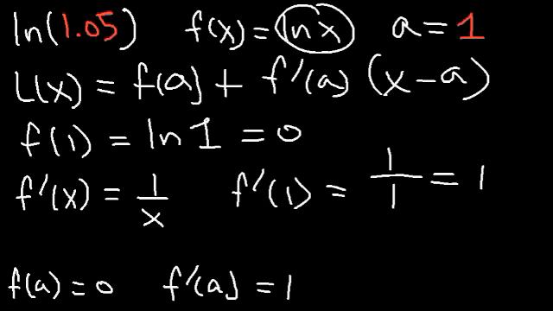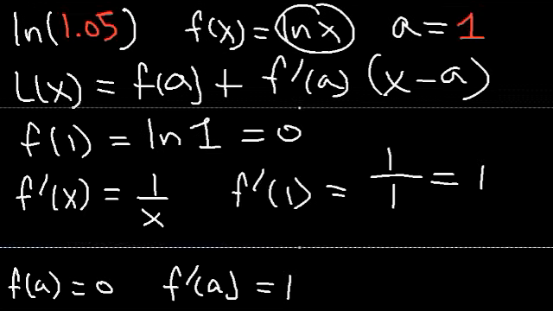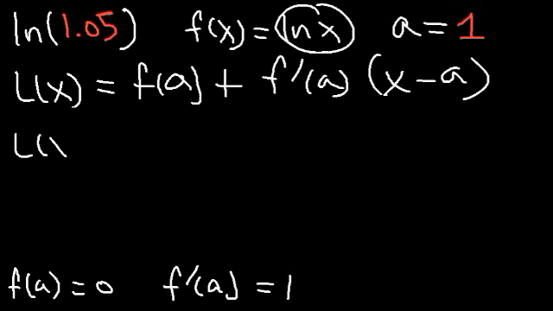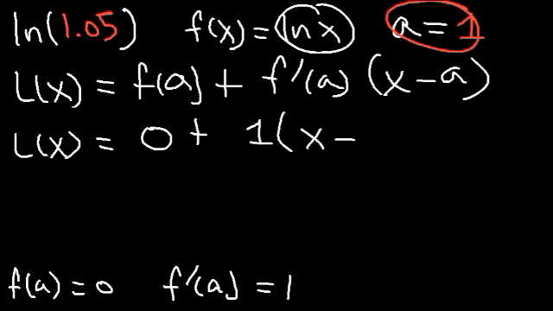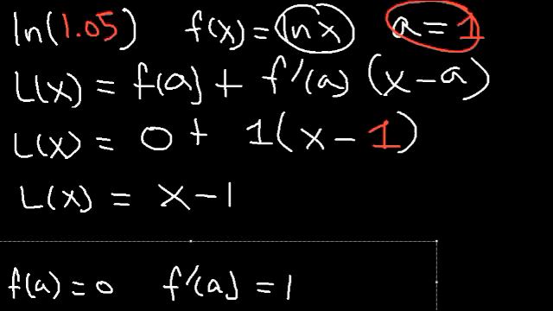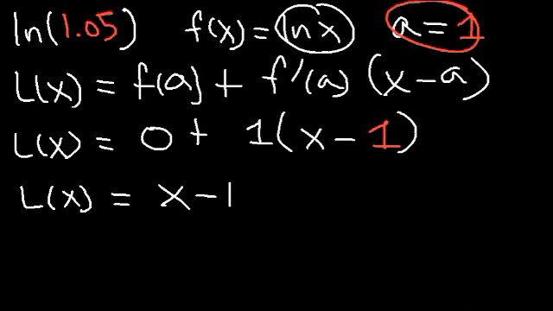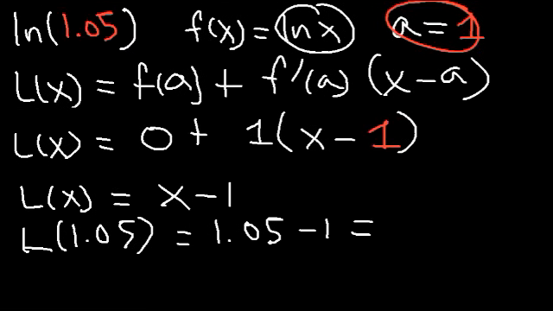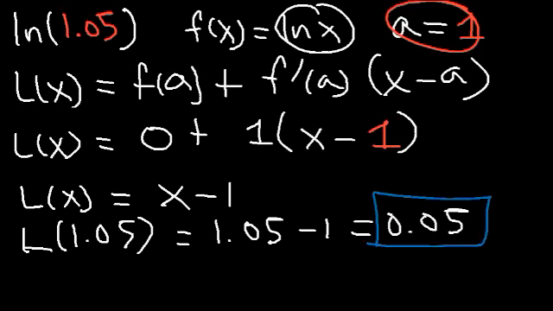So now we can find L of x. So the L of x function is equal to f of a, or 0, plus f prime of a, which is 1, times x minus a, where a is also 1. So L of x is simply x minus 1. So now let's calculate L of 1.05. So 1.05 minus 1 is simply 0.05. So this is the estimation.